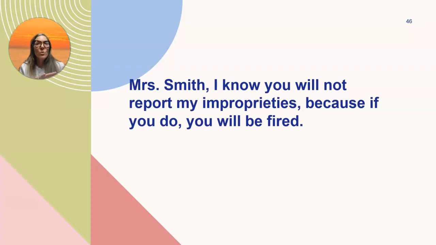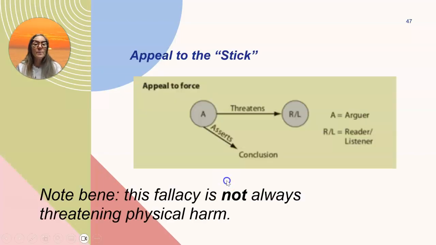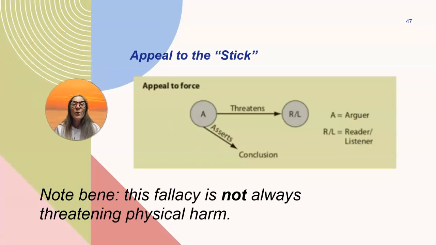Someone can hurt you in terms of your credit, your integrity, your reputation, or they can literally hurt you physically. Appeal to the stick. This diagram shows that the arguer threatens the reader or listener, and by doing so, assumes that you'll agree with their conclusion. But remember, it's not always threatening physical harm.